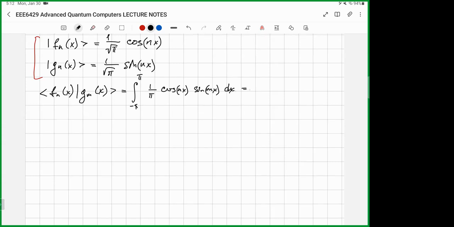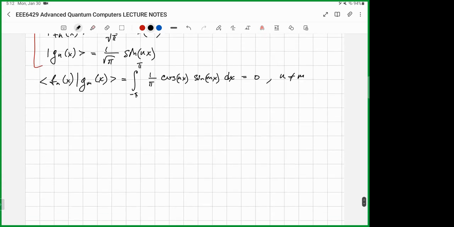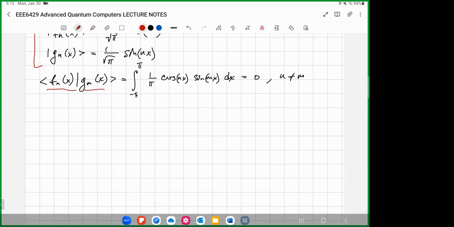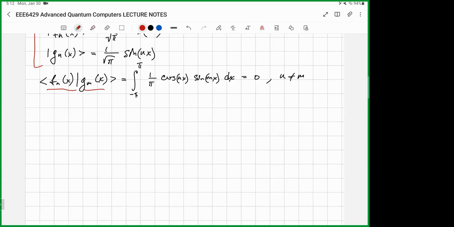We know that integrals like this are equal to 0 when n doesn't equal m. For different n and m, these integrals always give you 0. So in this sense, these functions f_n and g_m are orthogonal, because their inner product is 0.